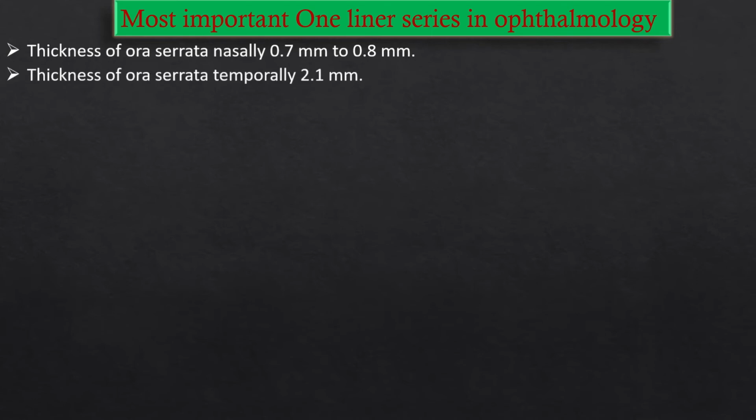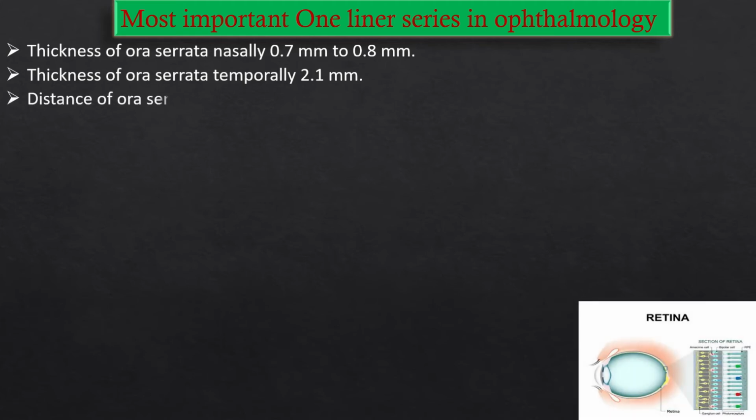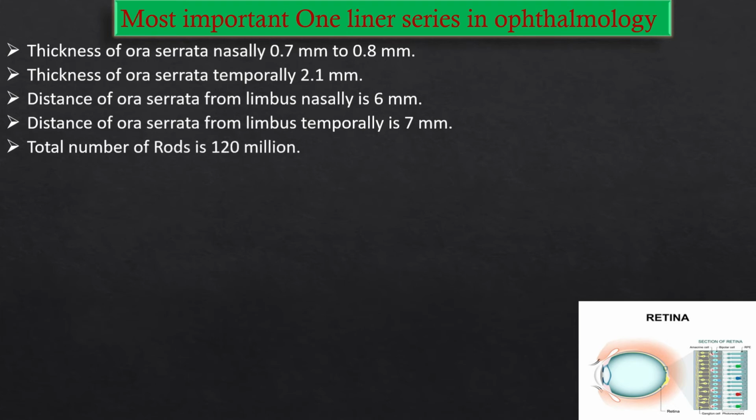Thickness of ora serrata nasally is 0.7 mm to 0.8 mm. Thickness of ora serrata temporally is 2.1 mm. Nasally, distance of ora serrata from limbus is 6 mm. Temporally, distance of ora serrata from limbus is 7 mm. Total number of rods is 120 millions. Total number of cones is 6.5 millions.